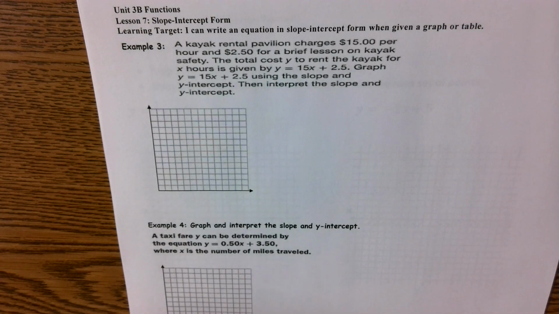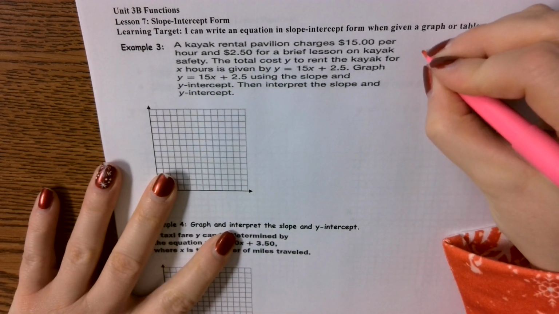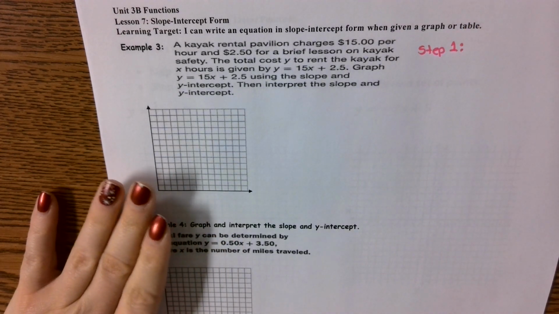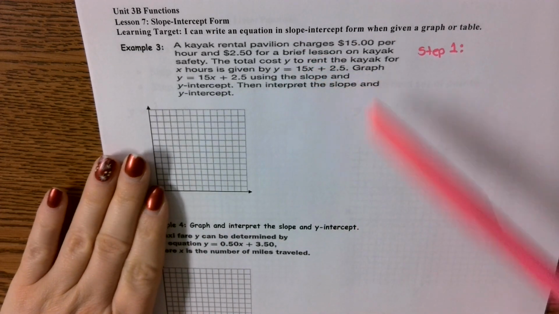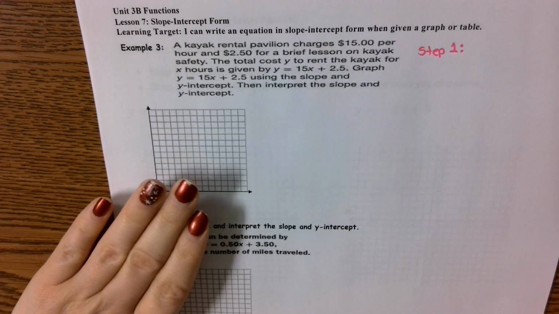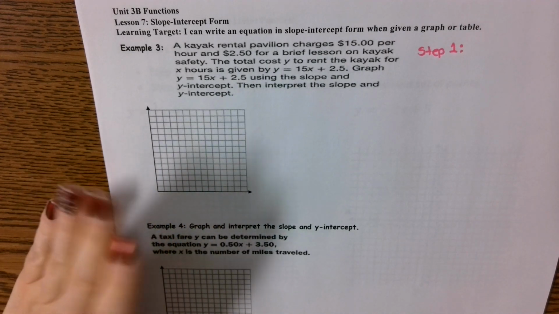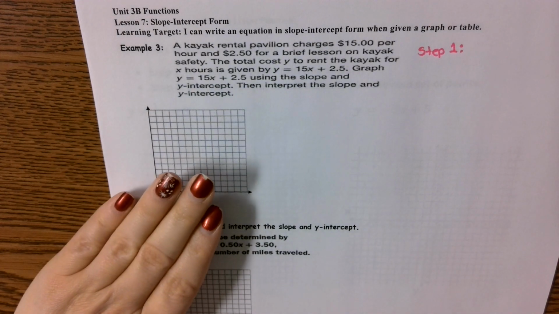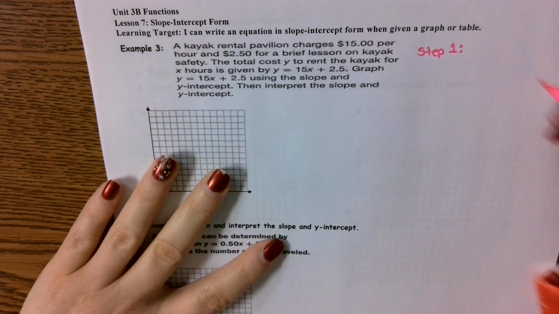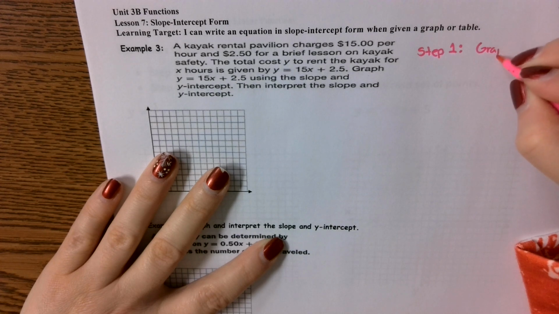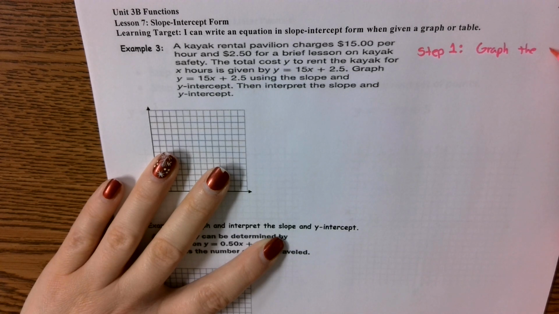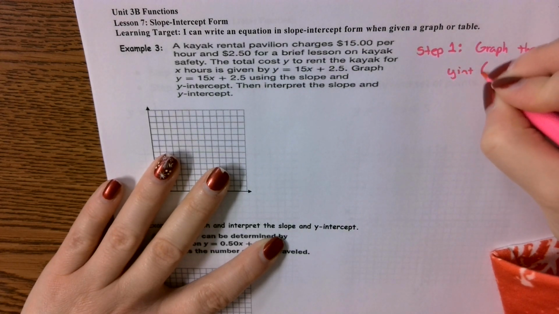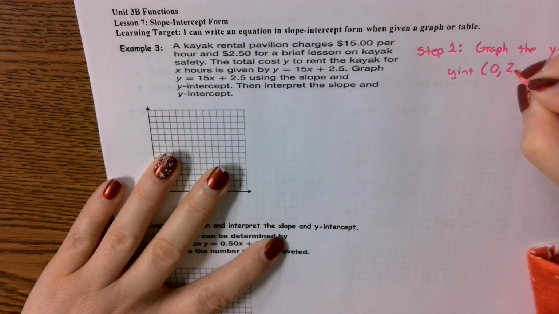So when we're doing such a thing, the first thing that we want to do, we'll say step 1: whenever you are given a slope-intercept form equation, the first thing you always have to do is graph a point. They give you a point to graph. They give you the y-intercept. So you're always going to start off by graphing the y-intercept. In this case, our y-intercept happens to be at 0 and then 2.5.